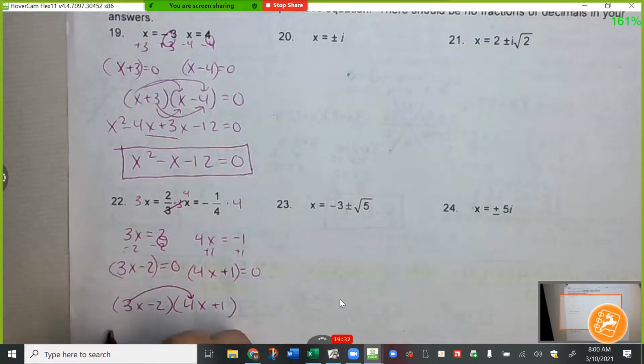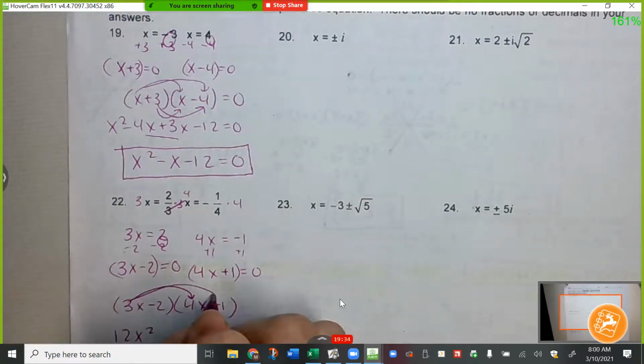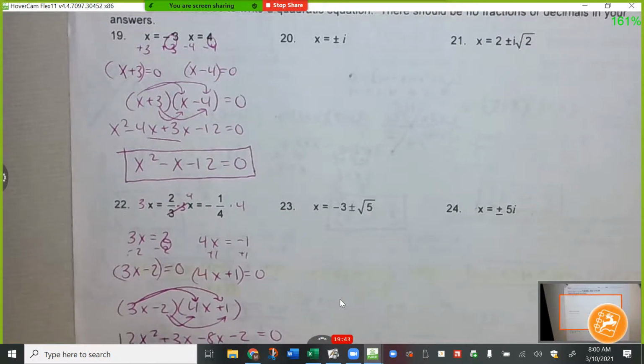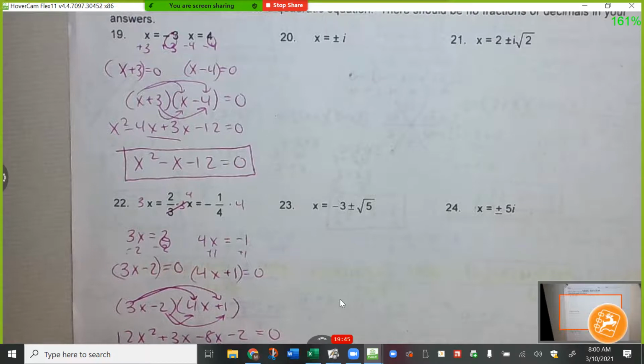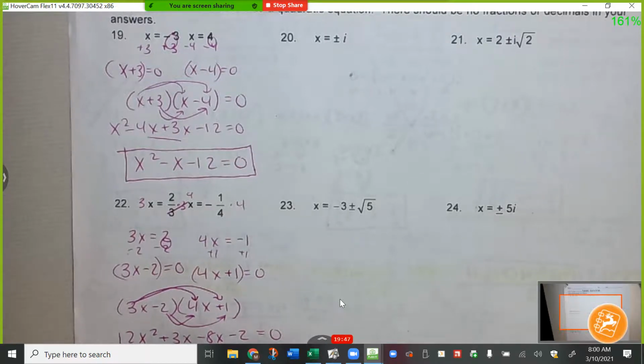3x times 4x is 12x squared. 3x times 1 is positive 3x. Negative 2 times 4x is negative 8x. Negative 2 times 1 is negative 2. Combine your like terms: 12x squared minus 5x minus 2 equals 0.